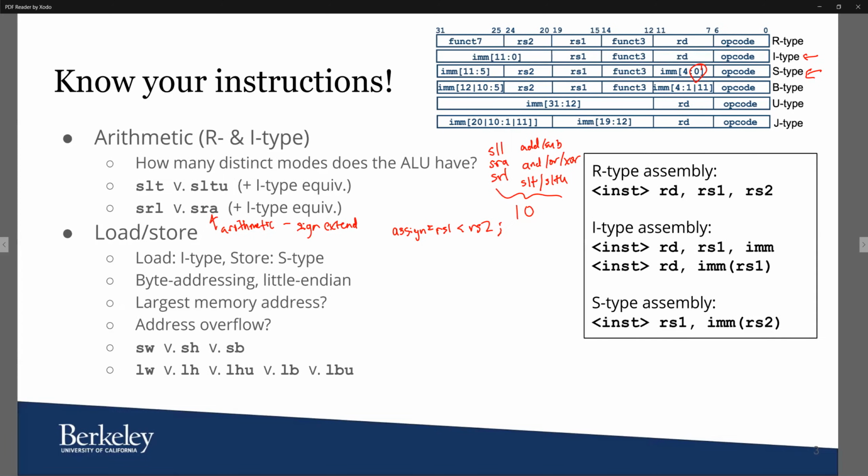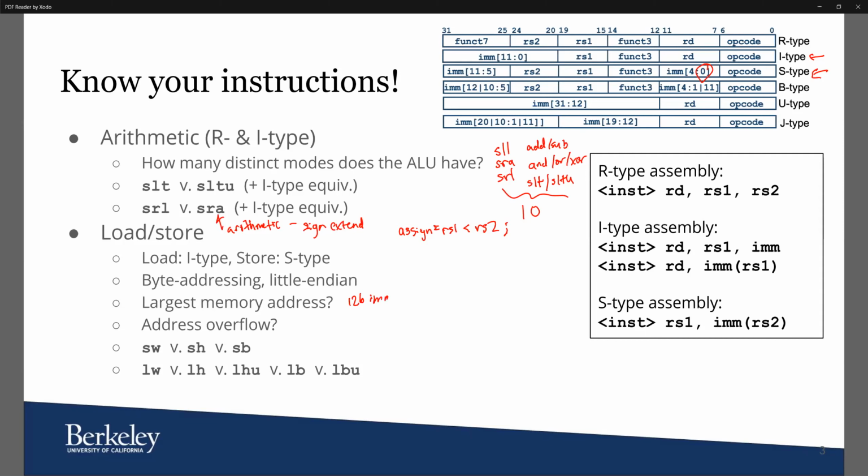Yes. So Max says it's a 12-bit immediate, right? This encodes basically plus or minus 2 to the 11th offset from a source register. And how many bits is this? This is 5 bits. So you can calculate the largest memory address that you can actually access. Now, the question is, based on the data memory that you have in your core, might this address actually be accessible? Not necessarily, because your data memory might be smaller than this largest memory address.